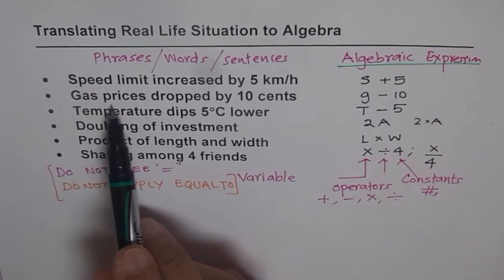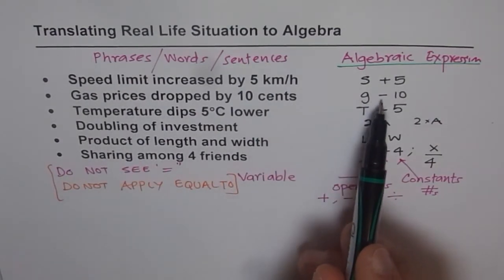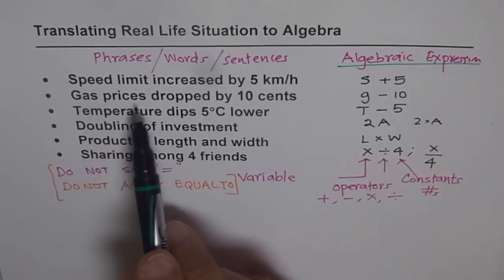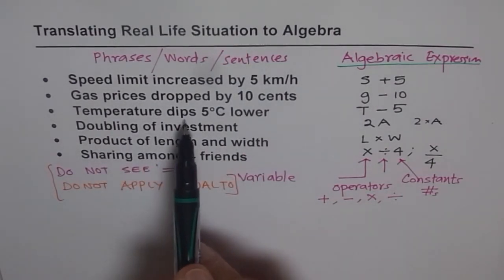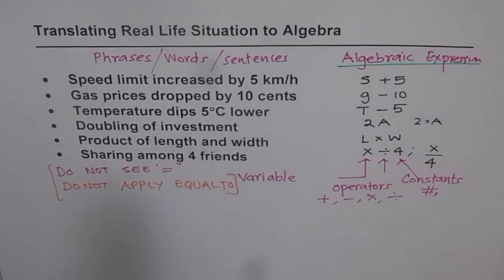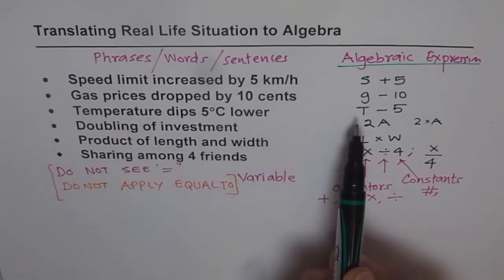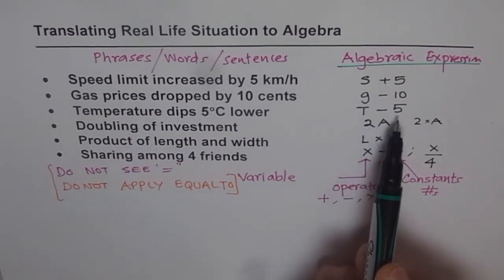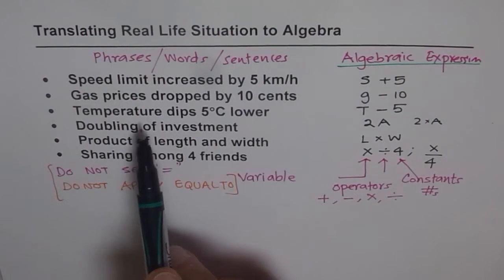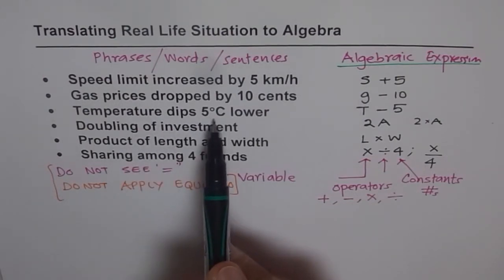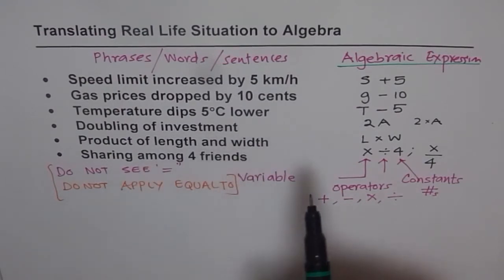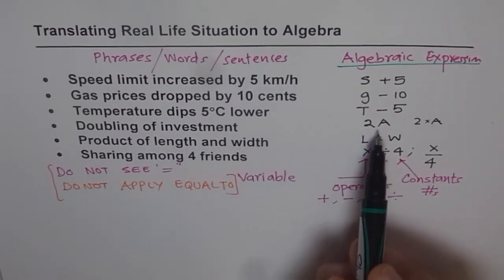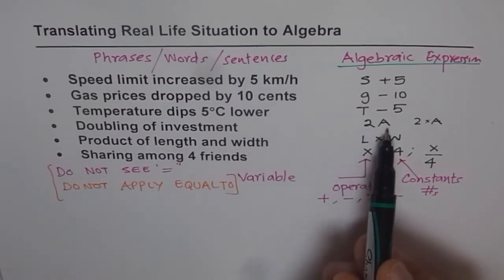Gas prices dropped by 10 cents. Let the gas prices be G, then G minus 10 represents gas prices dropped by 10 cents. Temperature dips 5 degrees centigrade lower. Let the temperature be capital T, then T minus 5 is the same as temperature dips 5 degrees centigrade lower. Doubling of investment. Let the investment be A, then doubling will mean 2A.